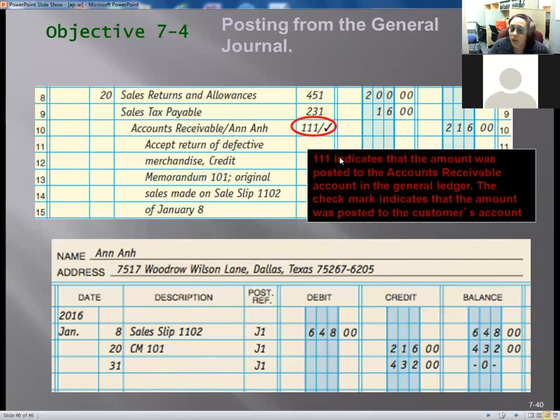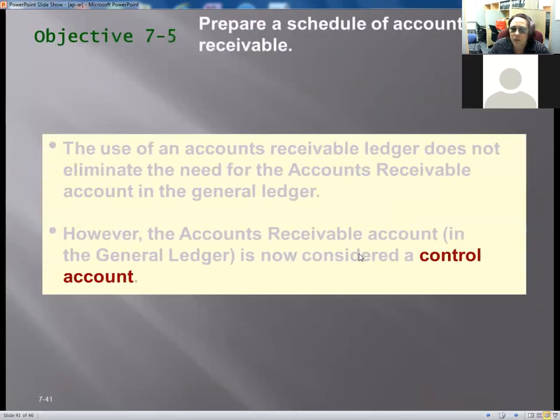All right. Oh, here we go. Indicates the amount was posted to the accounts receivable account in the general ledger. The check mark indicated that the amount was posted to the customer's account. That's the check mark. Okay, good going. The use of an accounts receivable ledger does not eliminate the need for the accounts receivable account in the general ledger. However, the accounts receivable account in the general ledger is now considered a control account. Ooh, you can't read that.